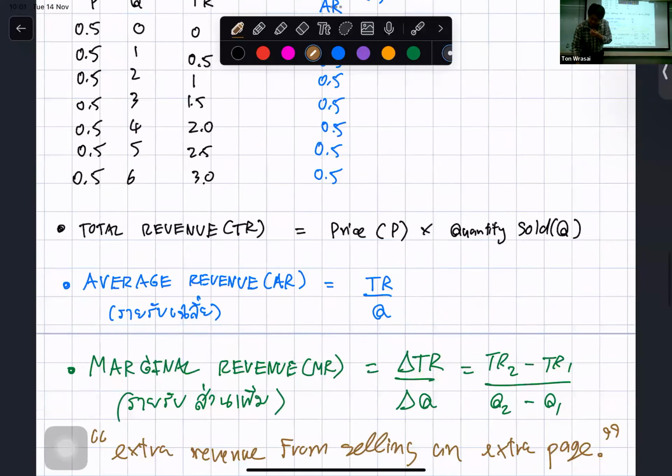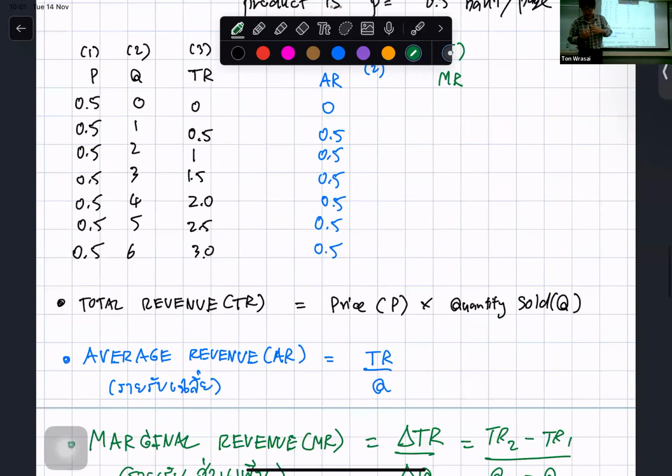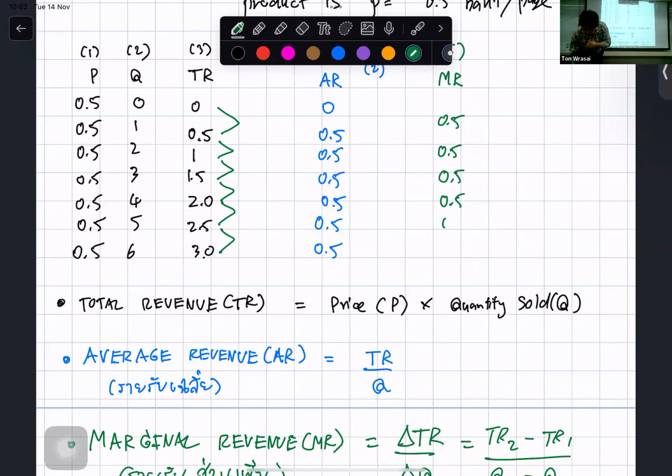Let's have this column then, the green column, MR, marginal revenue, column 5. Okay, take a look. Every time this shop sells 1 more unit, the TR changes by 0.5, increases by 0.5 all the time. So MR is 0.5, 0.5, 0.5, 0.5, 0.5.